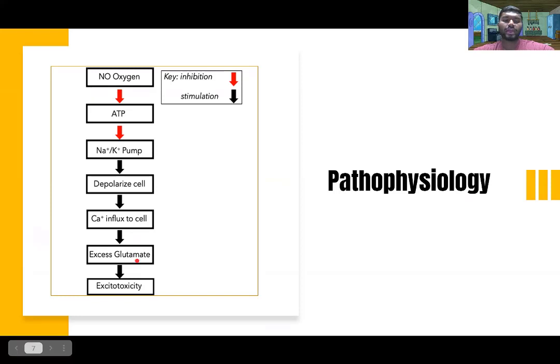Excess glutamate will then cause excitotoxicity, because these neurons can't always be activated, right? So they'll go through something called excitotoxicity, wherein they'll start to die. They're just always activated, always stimulated. And that's very interesting because in many neurodegenerative diseases like Parkinson's, ALS, and even Huntington's, this excess calcium influx, or this excess glutamate, which can cause excitotoxicity, has actually been implicated.